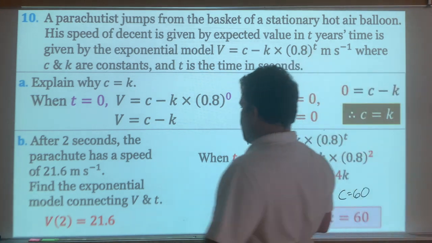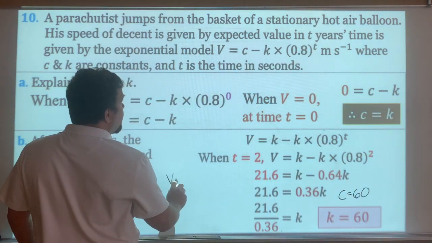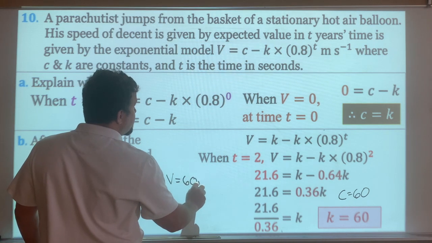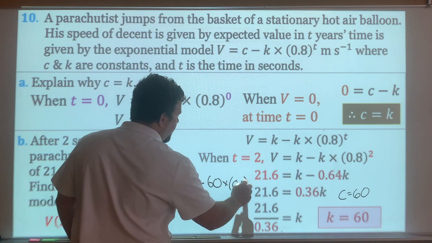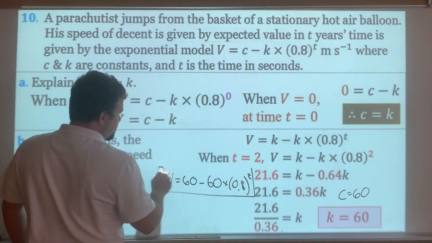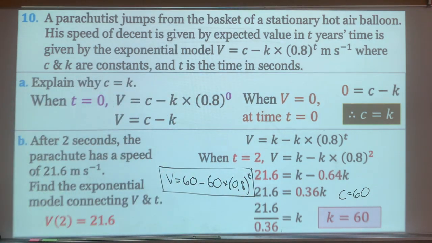So here's the model. V equals 60 minus 60 times 0.8^T. There you go. That's pretty cool. Pretty easy, right? Pretty cool. I hate how I say pretty cool. That's pretty cool. You all good? Go to the next one.